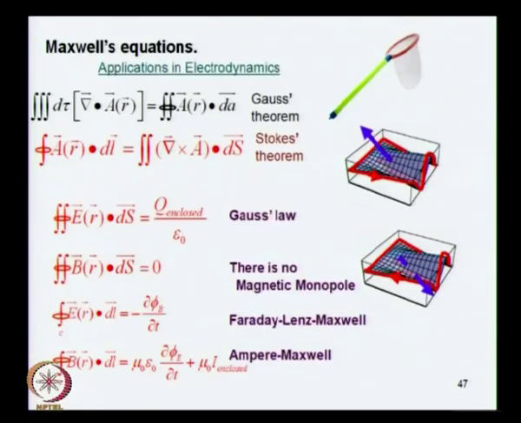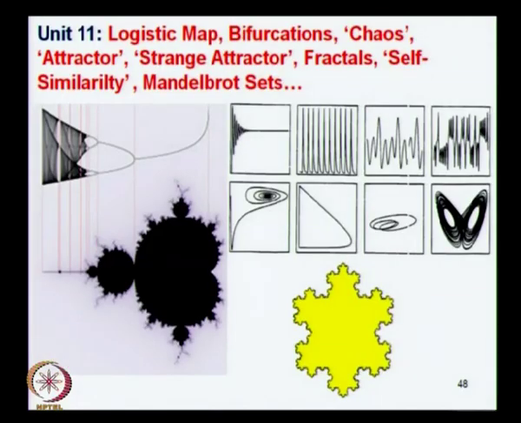So, we will meet the Maxwell's equations in this unit, and then in our last unit, in unit 11, we will study an important branch of classical mechanics, which is of great importance in modern physics, which is the branch of chaos, as it is called, or the nonlinear dynamics. We will introduce ourselves to what is a logistic map, what is meant by bifurcations, what is chaos, what is an attractor, what is a strange attractor, what are fractals, what is self similarity, what are these Mandelbrot sets. Okay. So, some of these things I will give you an elementary introduction, and that will really bring us to the conclusion of the 40 lectures which I have planned for this course.